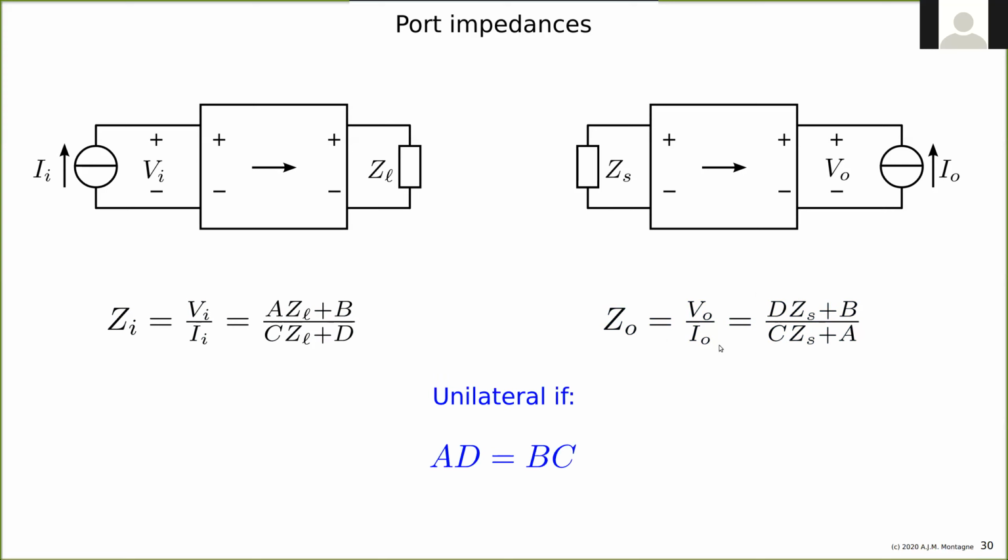Unilateral means that, look at this formula. If you want to have a ZO that does not depend on ZS, the source impedance, then divide this by B. You have D over B times ZS plus 1, and here C over A times ZS plus 1. So then you end up with this: A times D must equal B times C, and then ZO does not depend on the input impedance, and the other way around is exactly the same.